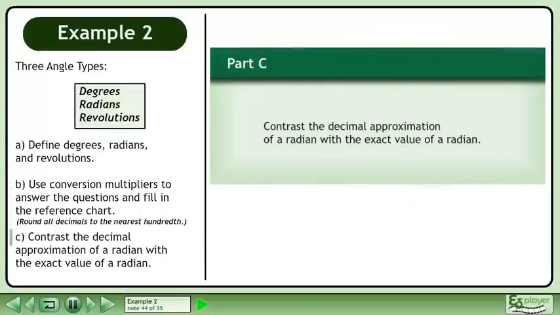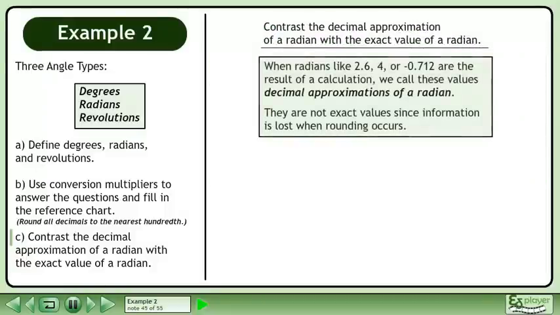In part C, contrast the decimal approximation of a radian with the exact value of a radian. When radians like 2.6, 4, or negative 0.712 are the result of a calculation, we call these values decimal approximations of a radian. They are not exact values since information is lost when rounding occurs.